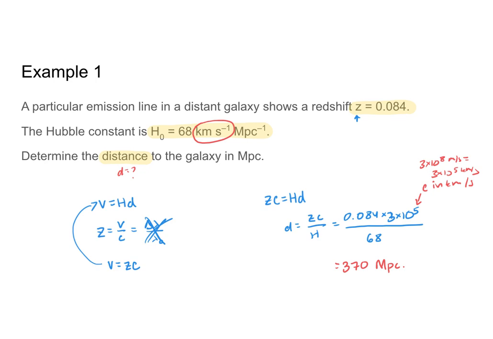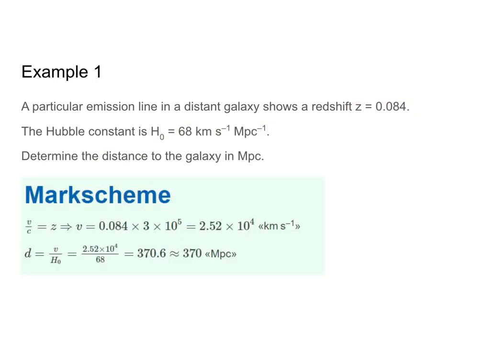Now let's take a moment to look at the mark scheme. As you can see, this is a 2-mark question. I can tell that because there's 2 lines on the mark scheme. The first mark came from using z to find v. The second comes from correctly substituting that value for v into your equation for Hubble's law.